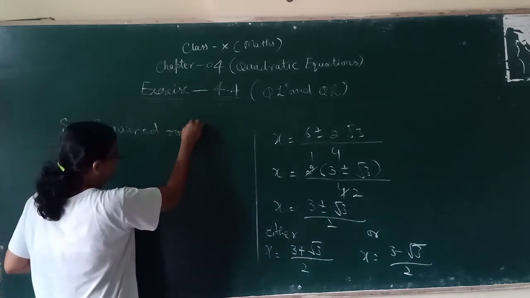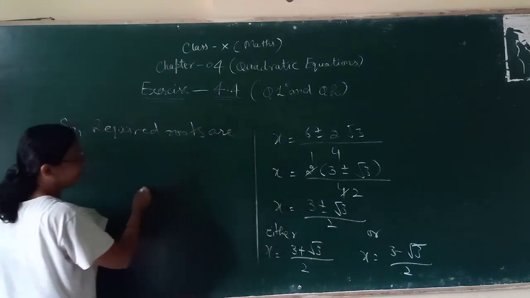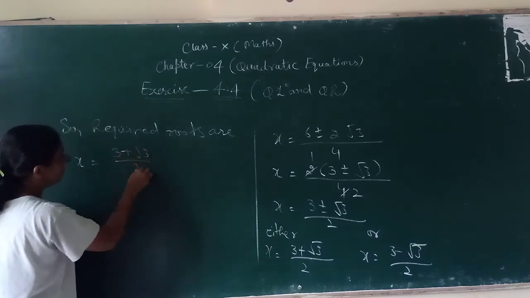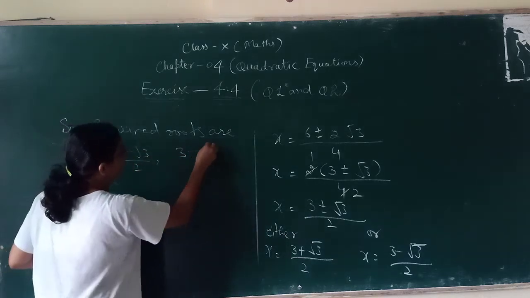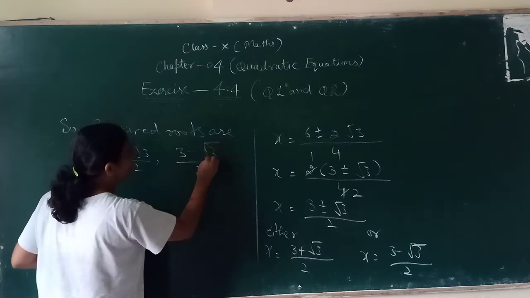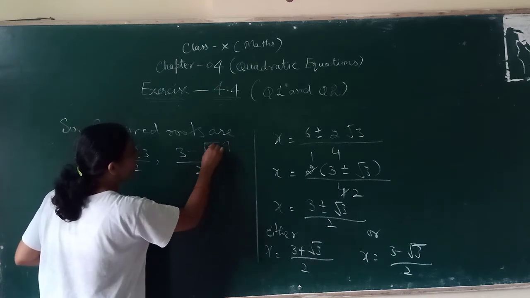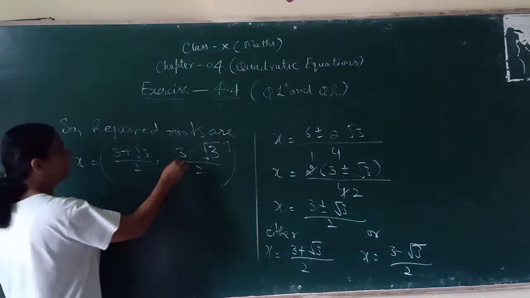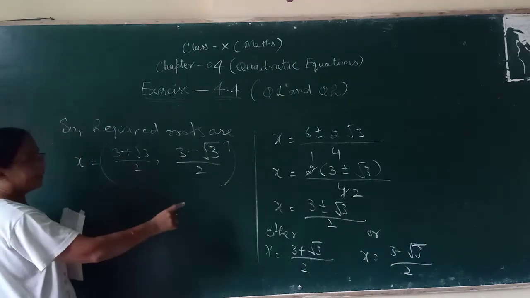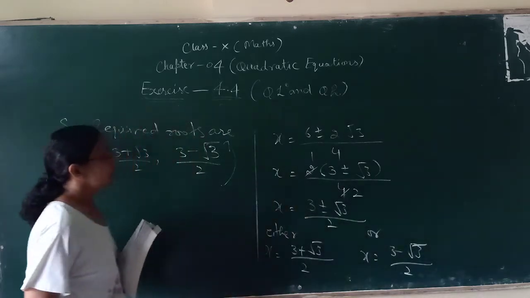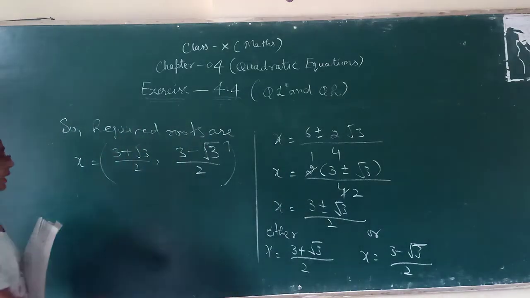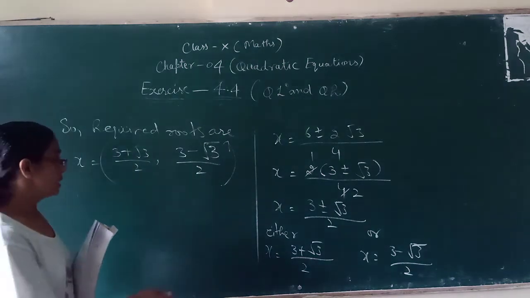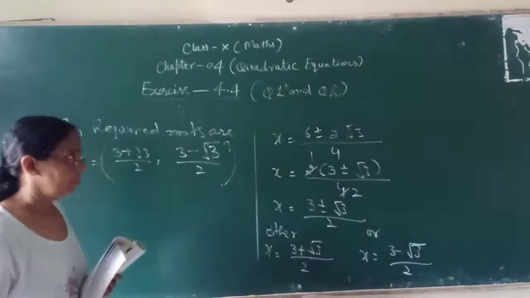Required roots are 3 plus root 3 by 2, 3 minus root 3 by 2. Here we cannot add or subtract. You have to write them separately. Sometimes in the book they give the answer together in this way also. But to make it absolutely clear to you, sometimes we get numbers that we can add or subtract, then a single number will come here, you will get the single number also.